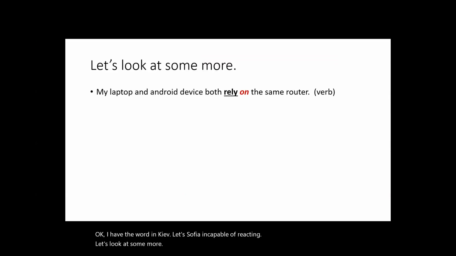My laptop and Android device both rely on... What's the meaning of rely on? It means depend on. Rely on means depend on, يعتمد على, the same router. And rely is a verb, followed by the preposition on. On is a dependent preposition because it depends on the verb rely.